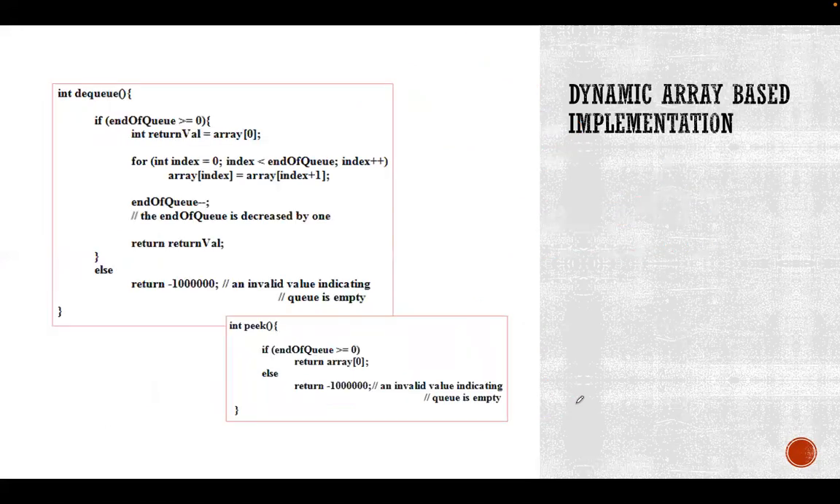Now let's talk about dequeue. In the dequeue operation, we are always going to pick the first item from the queue. In this implementation, the first item will always be at index 0.